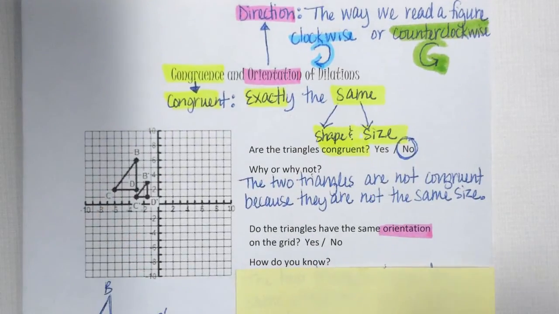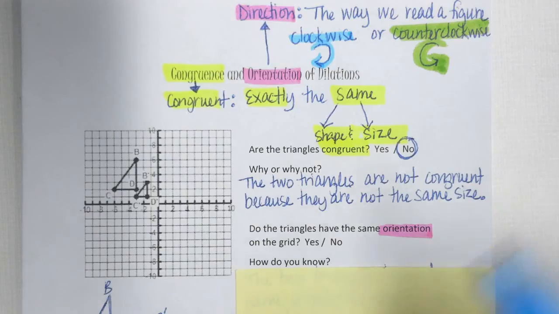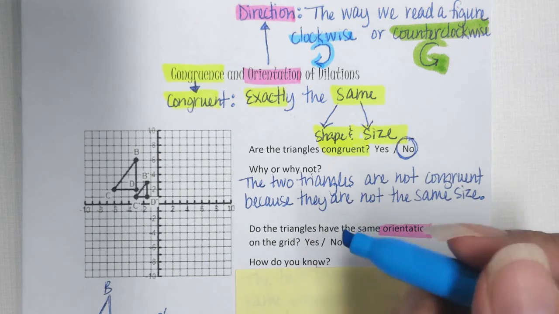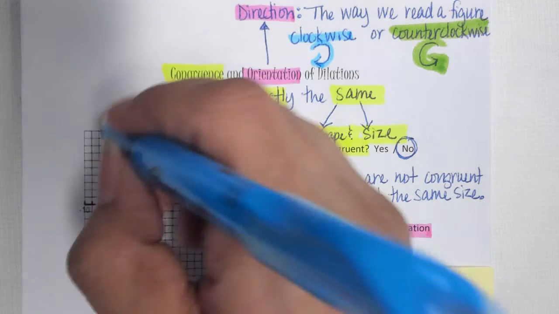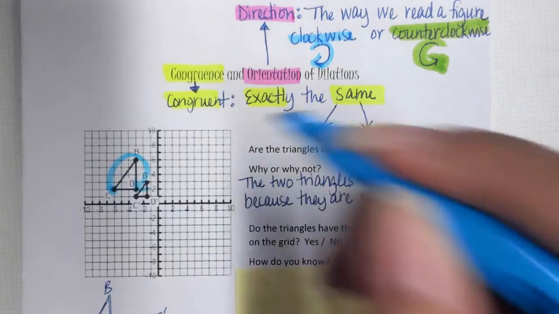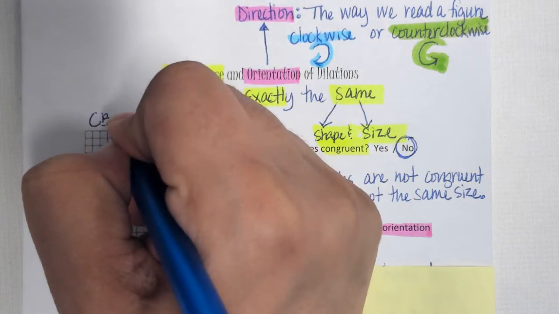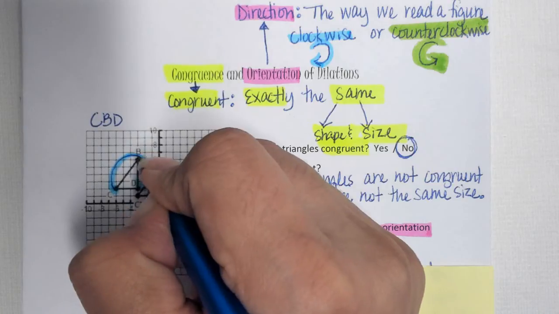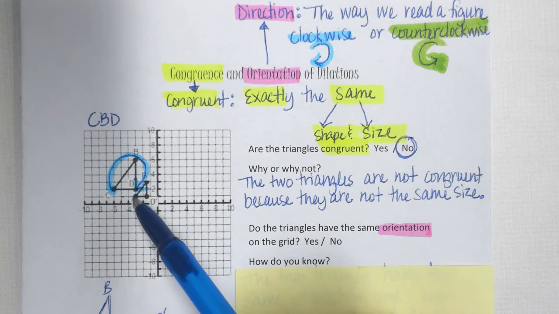I'm going to look at this figure and see if the triangles have the same orientation. When we're reading a figure, it does not matter which letter you start with. You pick a letter, but what's important is that you read the figure in the same direction. For this one, I'm going to start with the letter C and go clockwise. So I read it C, B, D. I'll write here that it was C, B, D. I just went this way and drew my arrow. So that's clockwise.